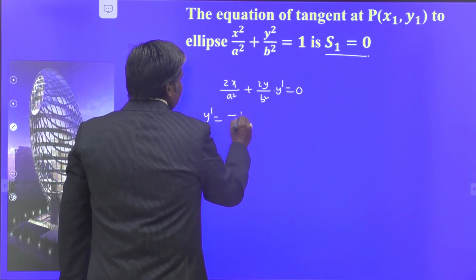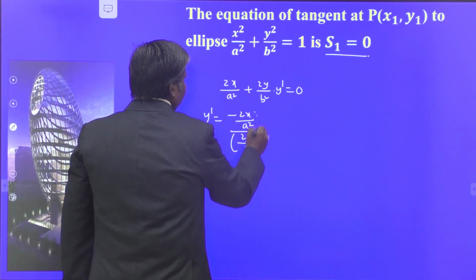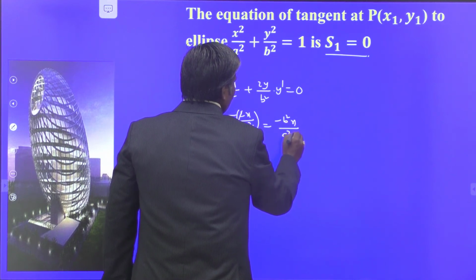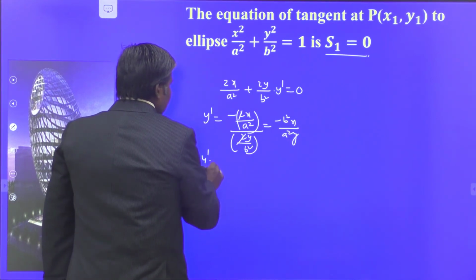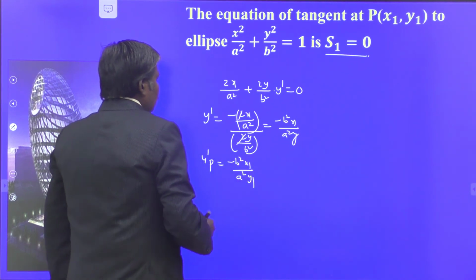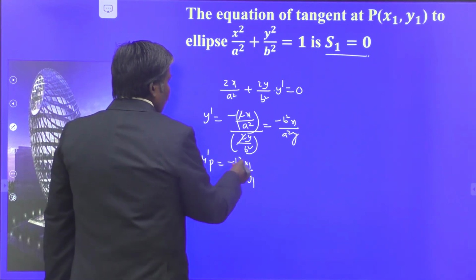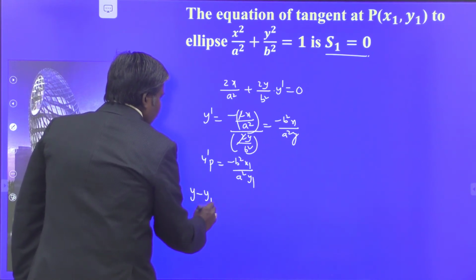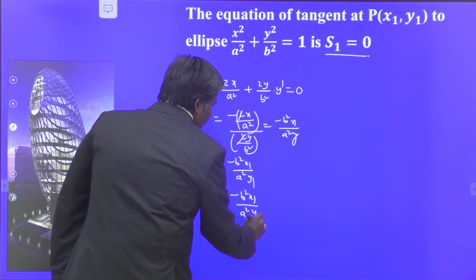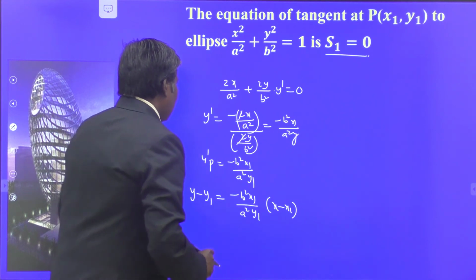So what is y dash? Minus 2x by a square by 2y by b square. So 2 gets cancelled, that is minus b square x by a square y. So y dash at P is equal to minus b square x1 by a square y1. So we have the slope of the tangent at point P. Once you know the point and slope, you can write the equation of tangent by y minus y1 is equal to minus b square x1 by a square y1 into x minus x1. This is the equation of tangent.